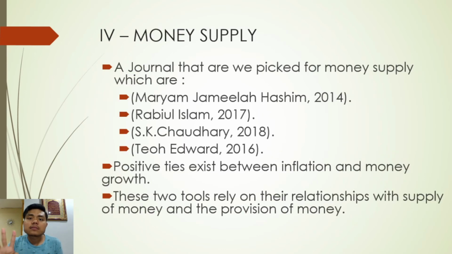The fourth IV is money supply. The journals that we pick for money supply are, first, Mariam Jamila Hashim 2014. The second one is Rabiul Islam 2017. The third one is S.K. Chowdhury 2018. The fourth one is Theo Edward 2016.